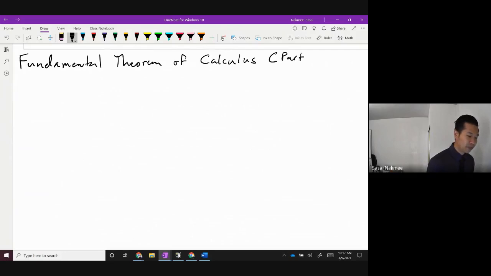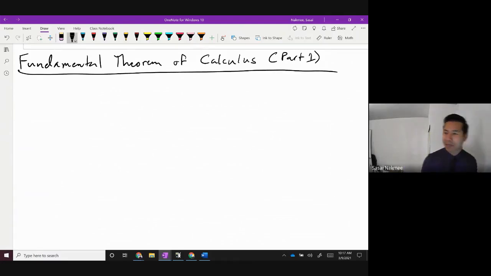Part 1. I'm not making this up, by the way. There's 2 parts to this fundamental theorem of calculus. This is the fundamental theorem of calculus. The fundamental theorem of calculus states this.